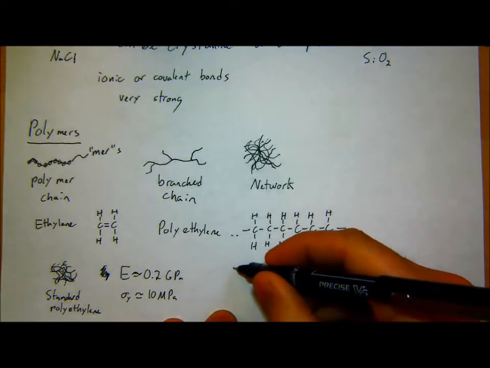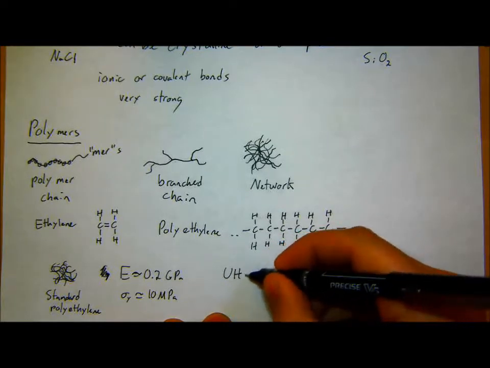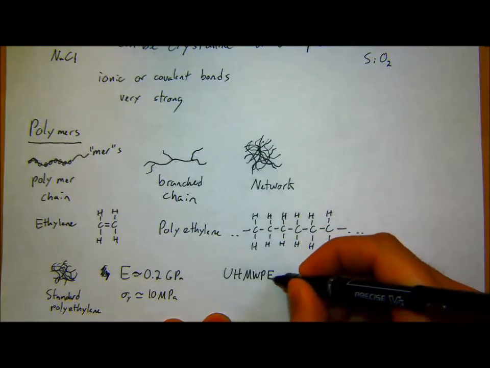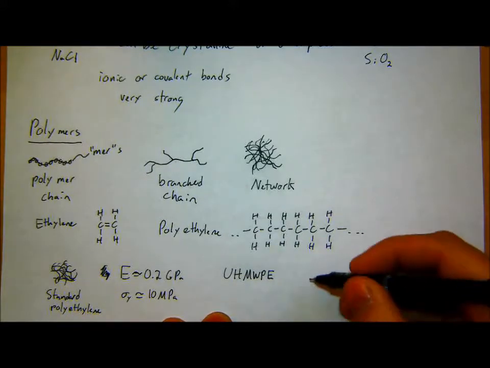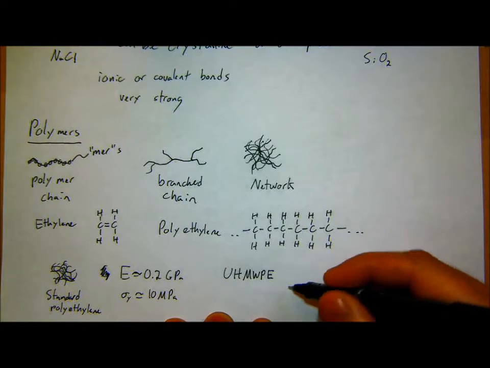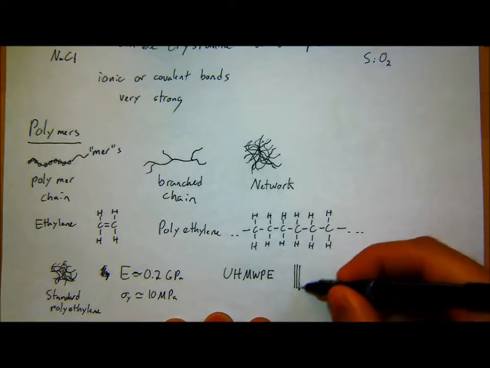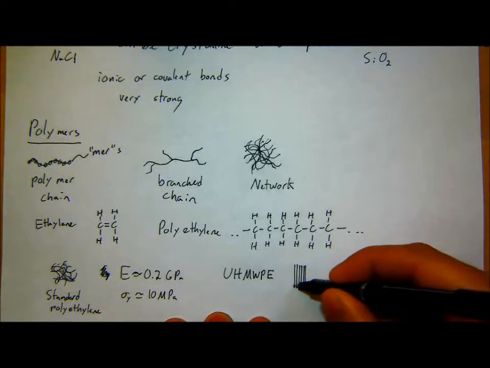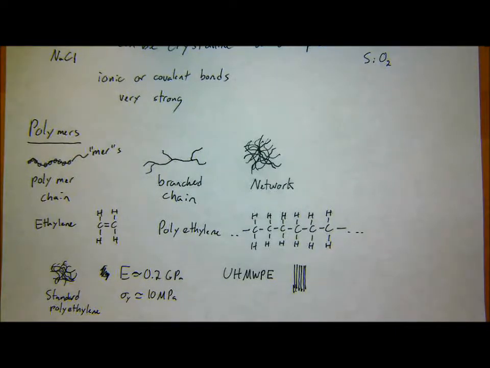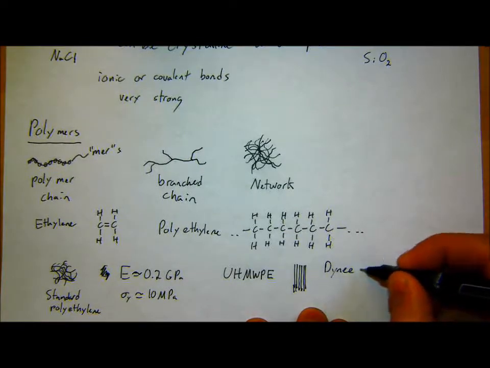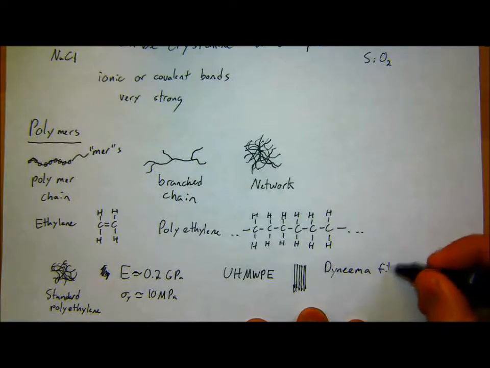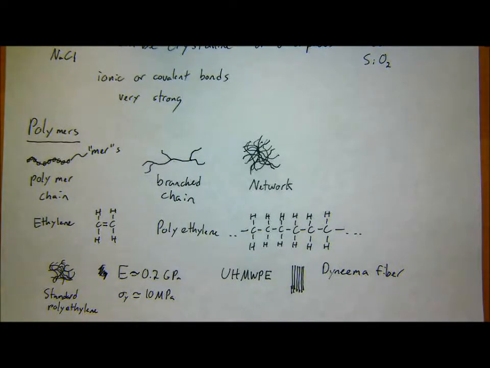So ultra-high molecular weight polyethylene, UHMWPE. And so what happens in ultra-high molecular weight polyethylene is you get highly aligned polymer chains. So one of the most interesting examples of UHMWPE is a fiber known as Dyneema. Dyneema fibers, which are these very long stretched out chains of basically crystalline polyethylene, so ultra high molecular weight polyethylene. So it's all kind of stacked up.